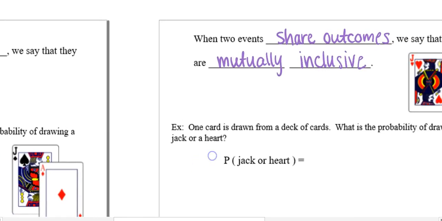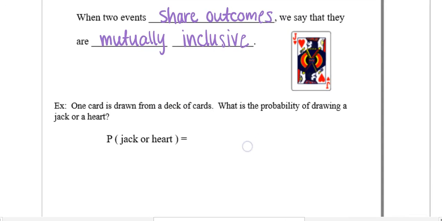All right, so if we move over to the next slide, when two events share outcomes, we say that they are mutually inclusive. So this would be where you have something that can occur at the same time. An example of this would be, again, from a deck of cards. If you're drawing a jack or a heart, there are four jacks, so 4 out of 52, plus there's 13 hearts, so 13 out of 52.